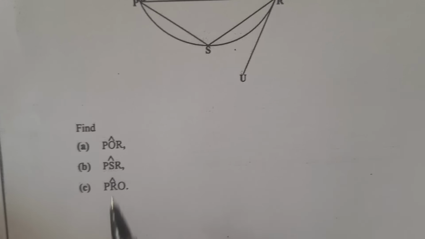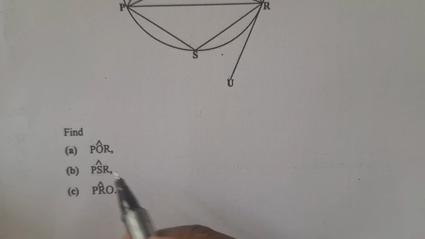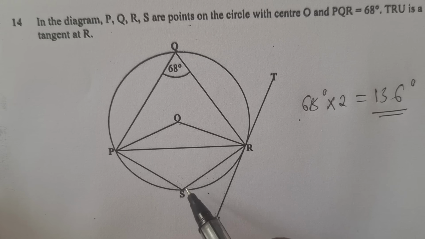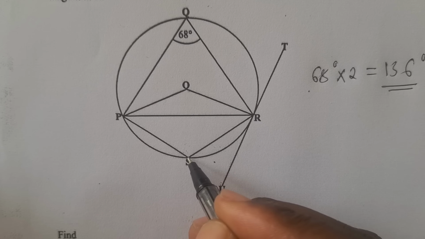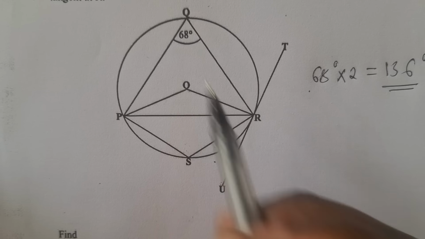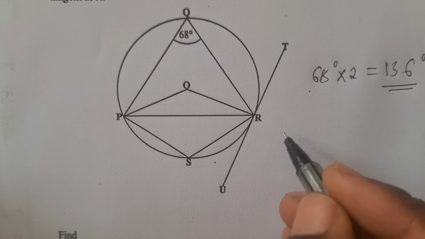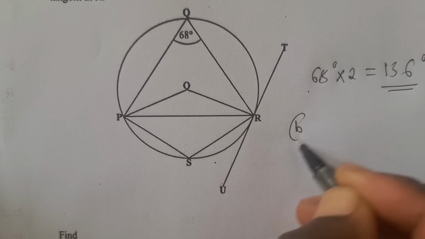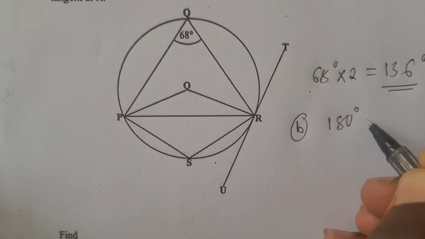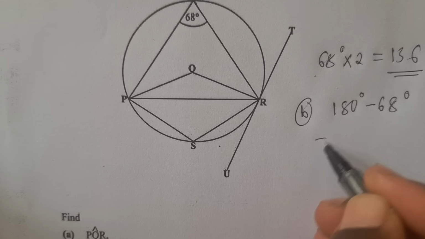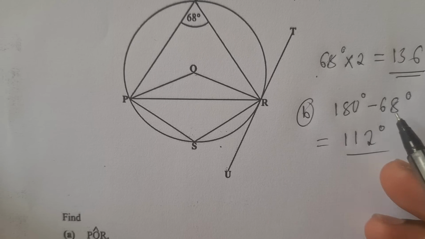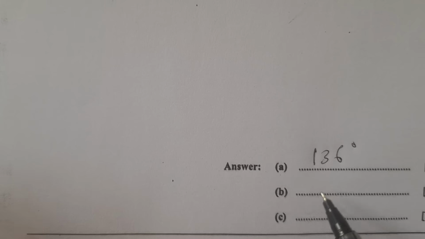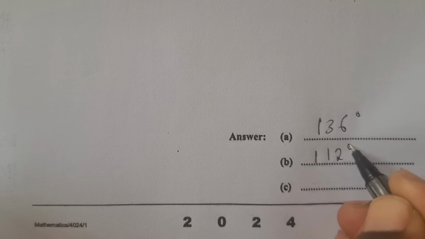For question B, they're saying find angle PSR. So we know that the angle at S plus the angle at Q must give us 180. So we're simply going to say 180 degrees minus 68 degrees. And this, of course, is going to give us 112 degrees, if I'm not mistaken. Yeah, this is 112 degrees.